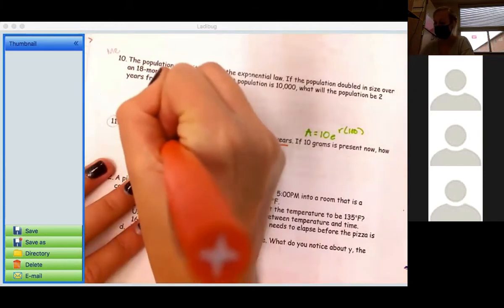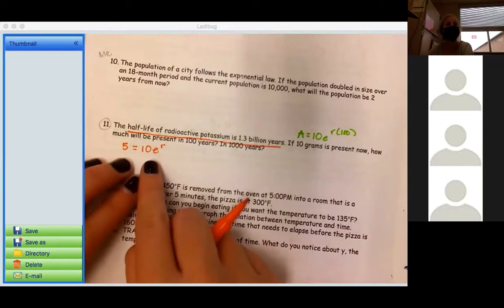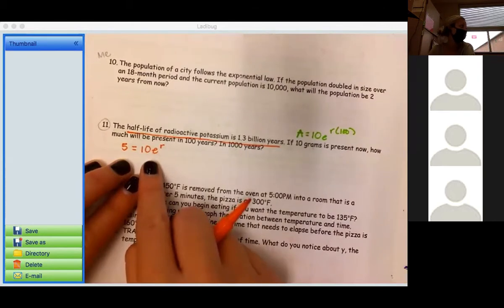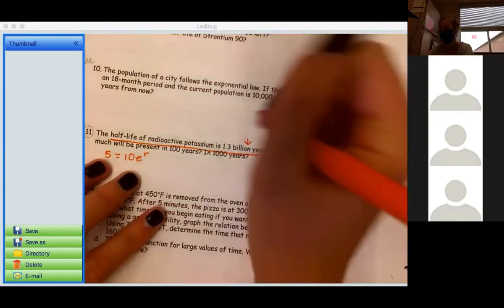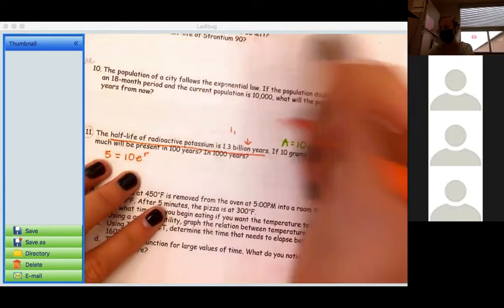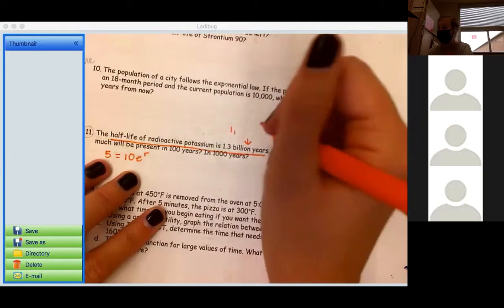We don't know the rate, but we do know the half-life. How much was the half-life? 1.3 billion. I hate this problem because y'all don't know how to write out 1.3 billion. So let's review. It's a 1 and a 3 and a bunch of zeros. It's 1.